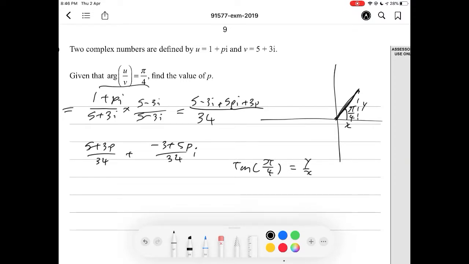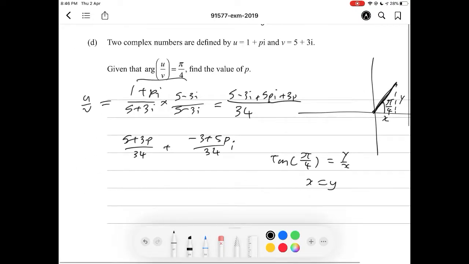So therefore, if you plug in tan pi over 4, the thing you should notice is that tan pi over 4 equals 1, which is really handy for us, because we can now say that x equals y, because the left hand side is 1, so therefore x equals y. So we can just say that (5 plus 3p) over 34 equals (negative 3 plus 5p) over 34.